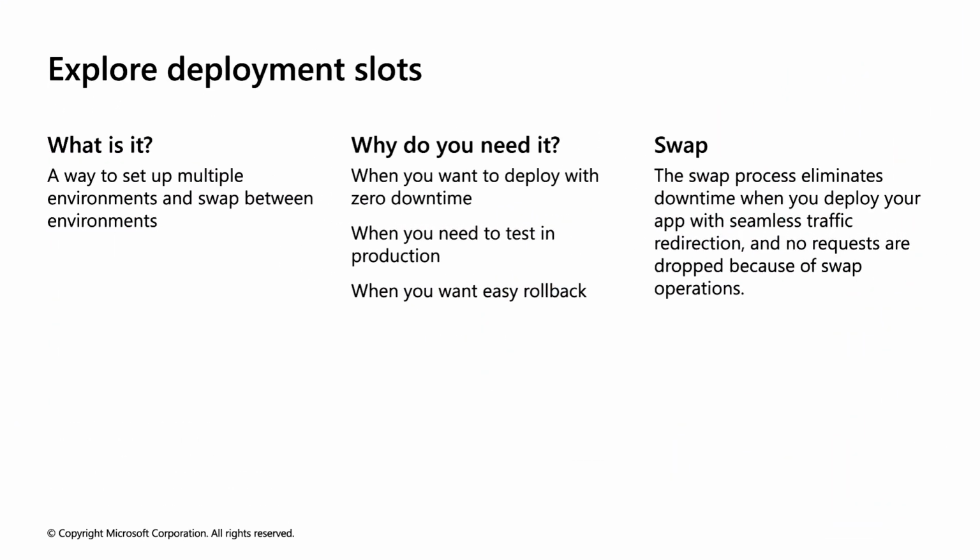Deployment slots are a powerful feature in Azure App Service that let you set up multiple environments like staging and production and swap between them seamlessly. This means that you can test new versions of your app in a real-world setting before making them live, ensuring that everything works as expected. When you're ready, you simply swap the environments and the users experience zero downtime because traffic is redirected smoothly with no dropped requests.